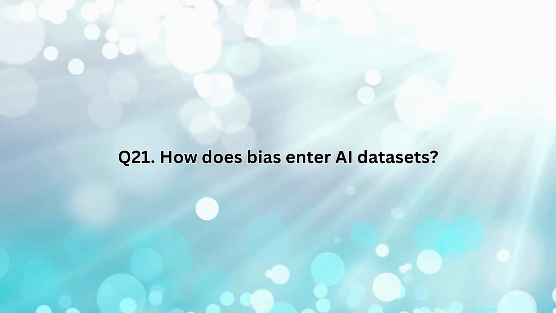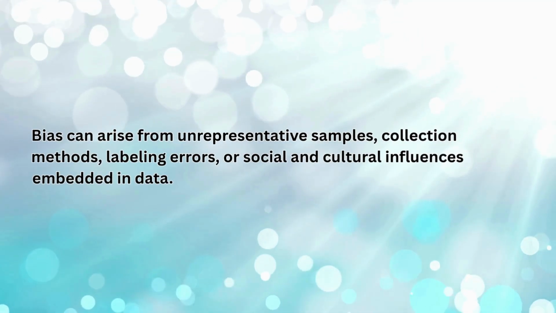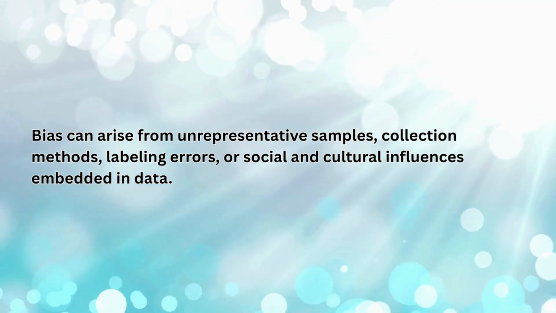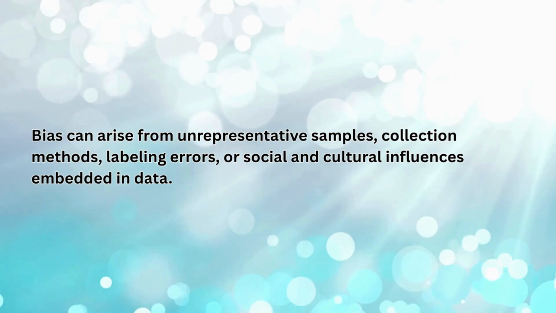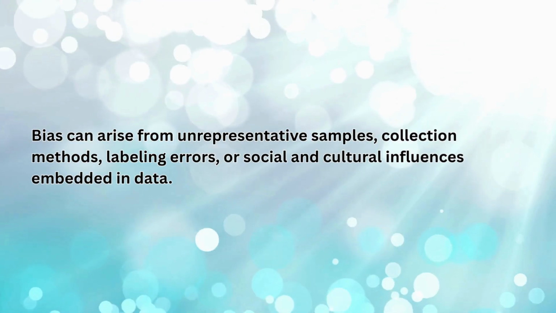How does bias enter AI datasets? Bias can arise from unrepresentative samples, collection methods, labeling errors, or social and cultural influences embedded in data.